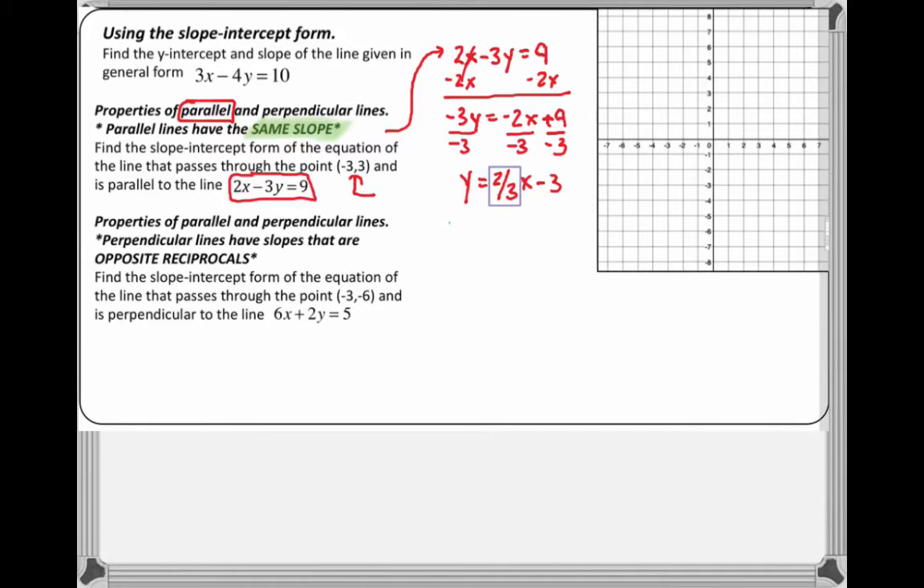So we're going to borrow that, and I'm going to use the point-slope form that we looked at in previous videos to find the rest of the equation. Because again, we just have the slope. What we need to do is find the equation of the line that's going to go through these points. So let's go ahead and set that up.